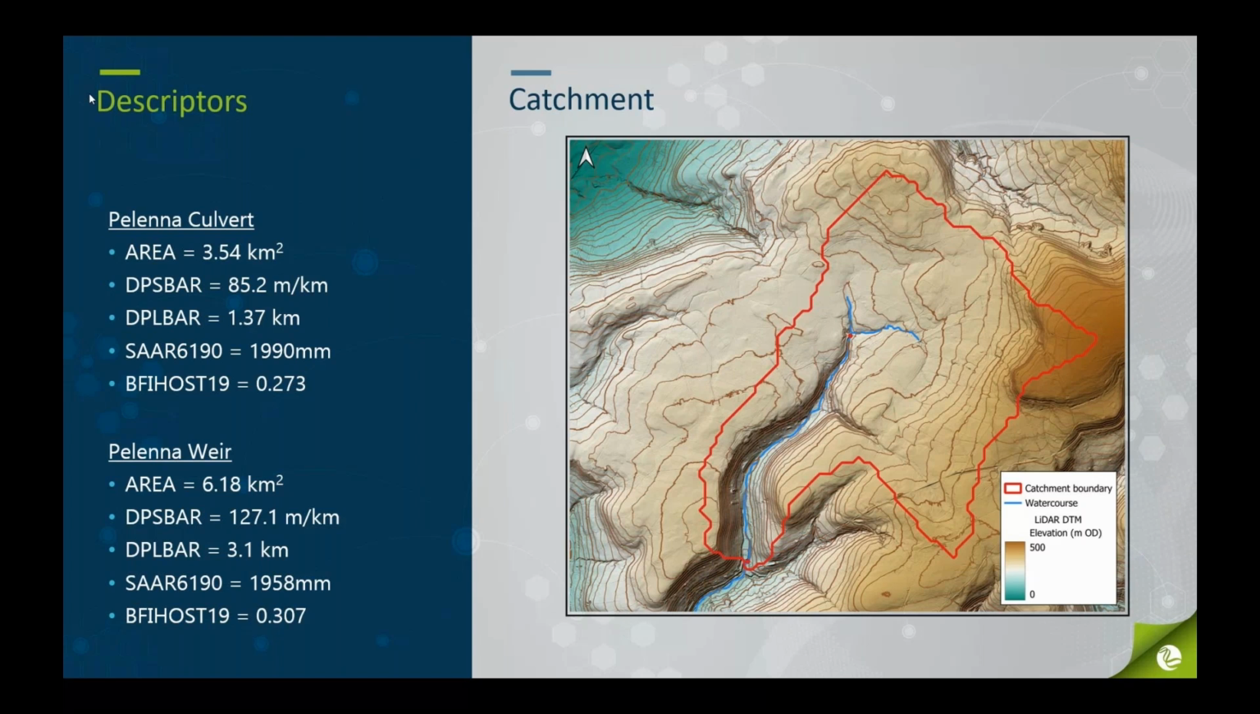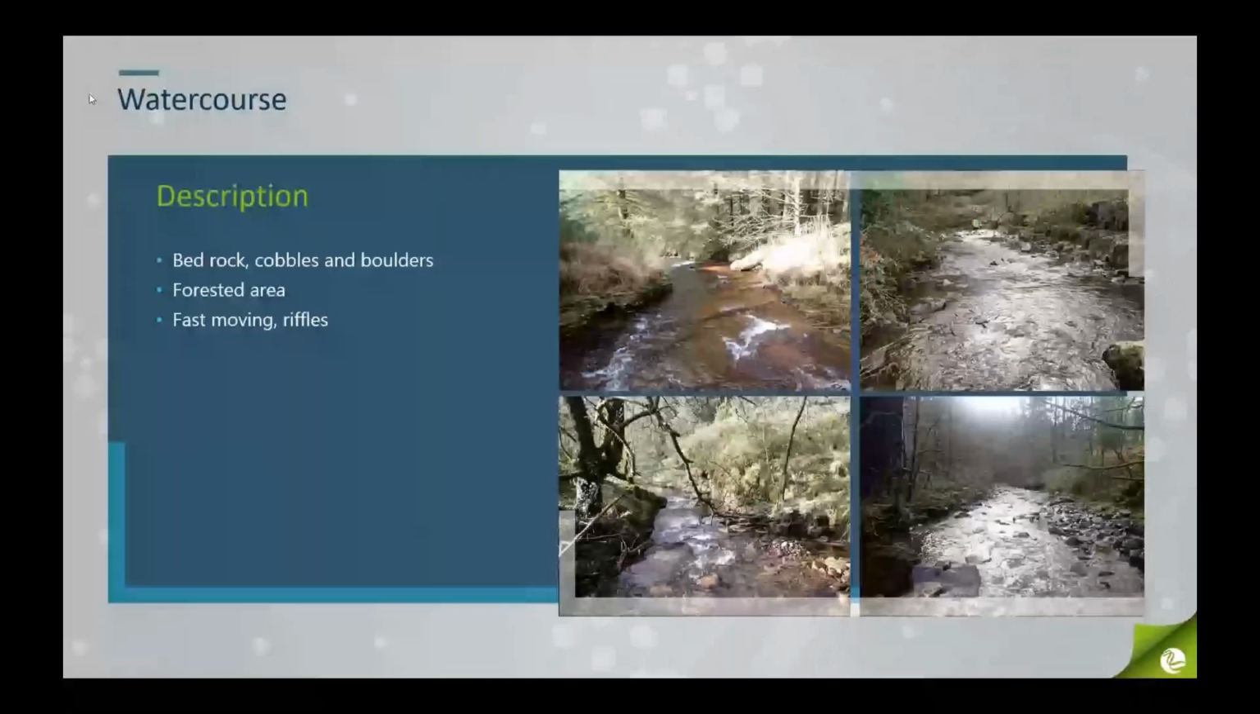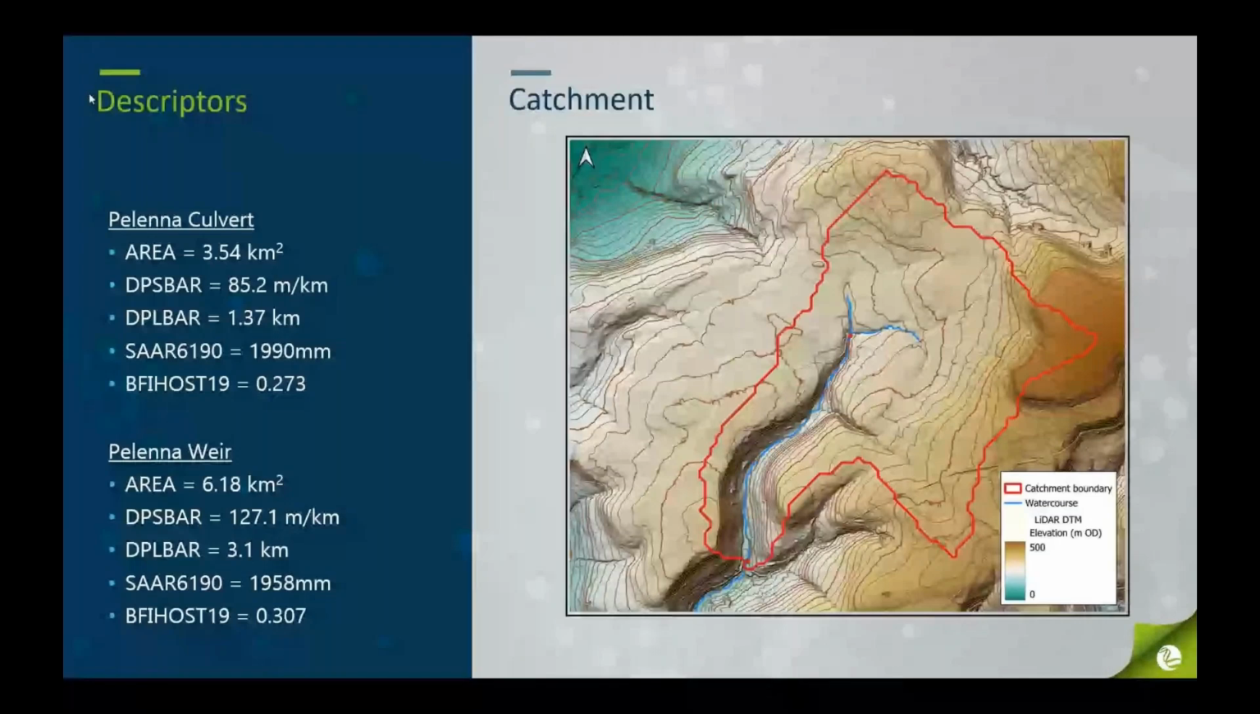The average annual rainfall for this site, which is the SAAR value, is nearly 2 meters. So to put that in context, I'm sat here in snowy Chester today, and the average annual rainfall for Chester is about 700 millimeters. And then the BFI host value, that gives us a bit of information about the permeability of the catchment. Typical values range from about 0.2 up to 0.97. The higher the value, the more permeable the catchment, and the lower the value, the less permeable the catchment is. So in this case, those values indicate that this catchment is relatively impermeable.